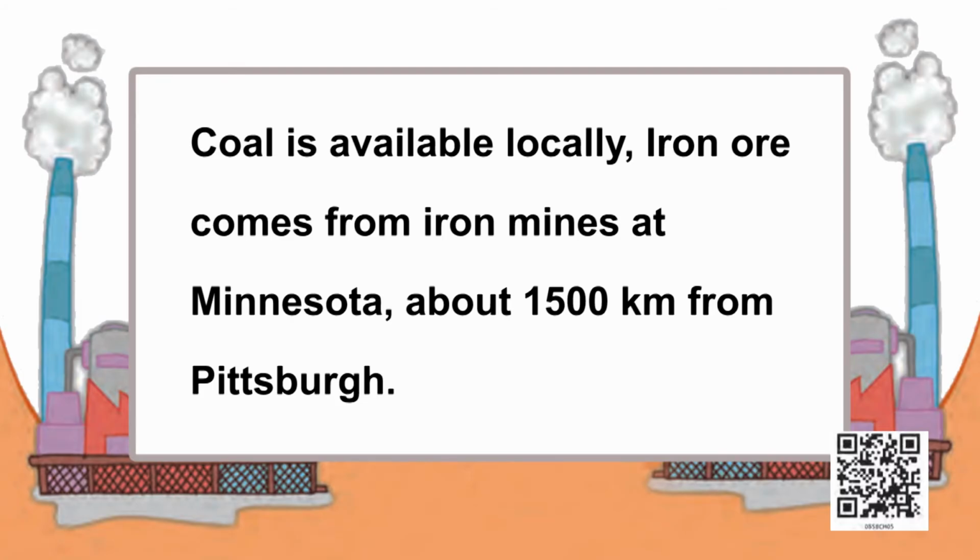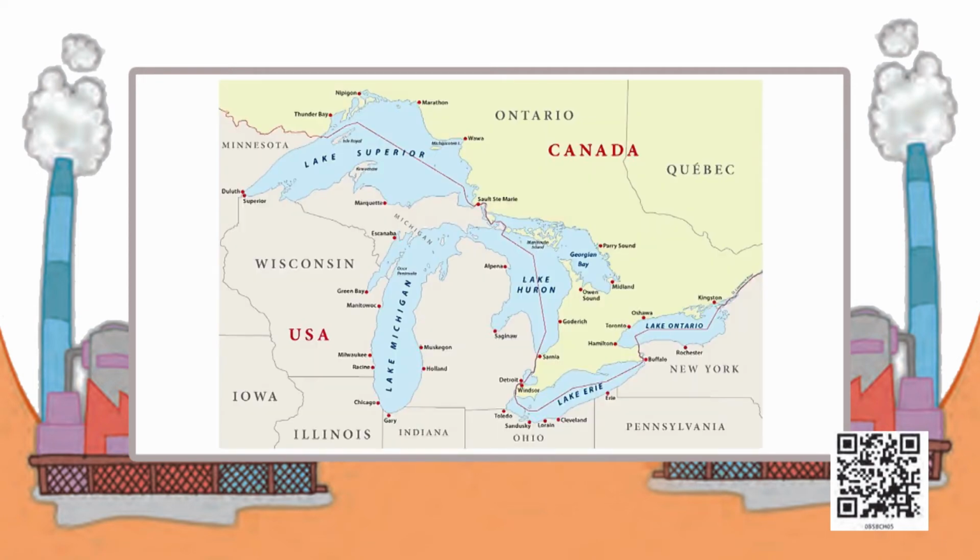Some of the resources such as coal is available locally, while iron ore is sourced from Minnesota about 1,500 kilometers away from Pittsburgh. Between these mines and Pittsburgh is one of the world's best ways for shipping iron ore cheaply, that is the Great Lakes waterway.